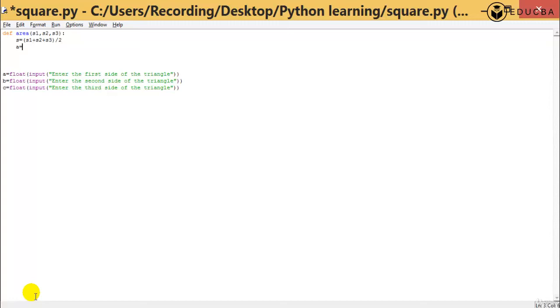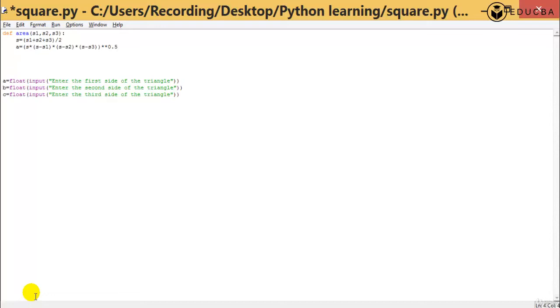First, let me say I want the semi-perimeter, that is S, multiplied by semi-perimeter minus side 1. Then multiplied by semi-perimeter minus side 2, and then multiplied by semi-perimeter minus side 3. Okay, so I have this entire thing. Now I need to take a square root of this entire thing. How do I do that? I taught you that one of the arithmetic operators was the exponential operator. I can raise this to 0.5, which returns the square root of a number. So that means raised to 0.5. And when I do that, can I say that A is now the area?